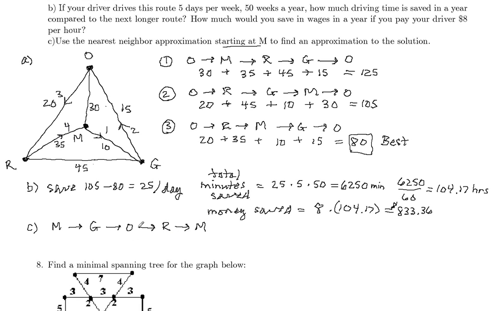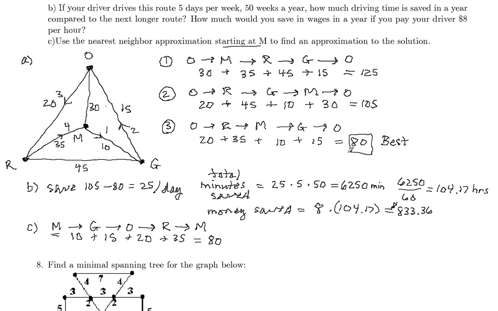So here, if you use the nearest neighbor method, I have to give you a starting vertex. I specified a different starting vertex so it wouldn't necessarily repeat one of these up here. So let's see. M to G is 10. G to O was our 15. O to R right here was our 20. And then R back to M was our 35. And you add all those up. So we get 25, 45, 50, and 30 is 80.